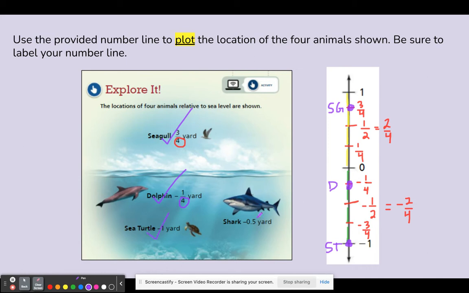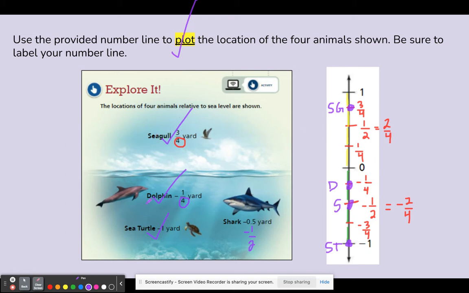And then I have a shark. Well, my shark's a decimal. I don't have decimals on my number line, so I have to use some number sense. -0.5. We should know that -0.5 or 0.5 is the same as a half. So this is the same as -1/2. Now, if you did not know that, your Desmos calculator will change any decimal to a fraction if you just type it in. So my shark is at -1/2, which is right here, and I'm just going to put S for shark. We completed what the problem wanted us to do. We plotted, put dots, the location of the 4 animals shown.